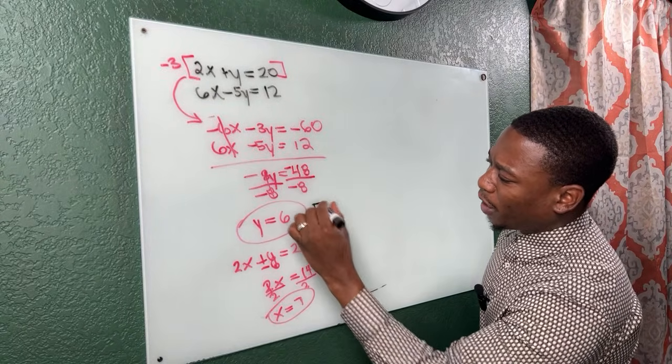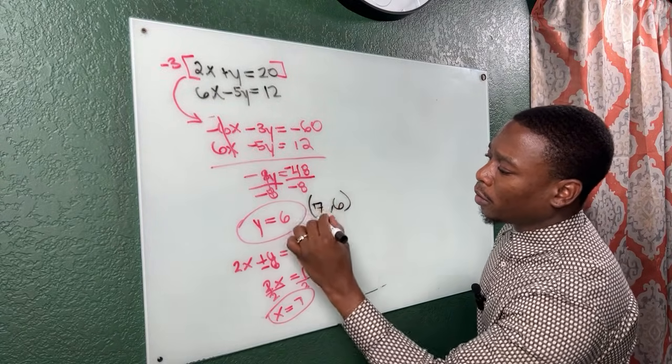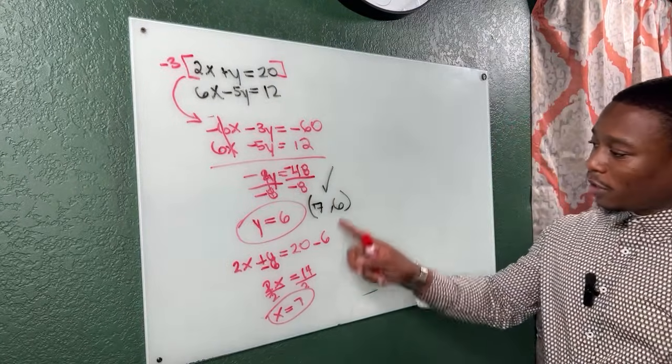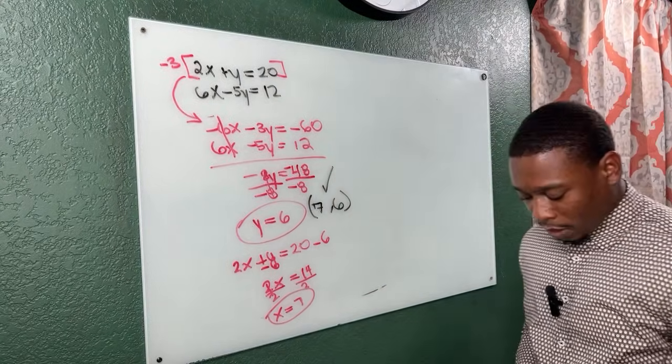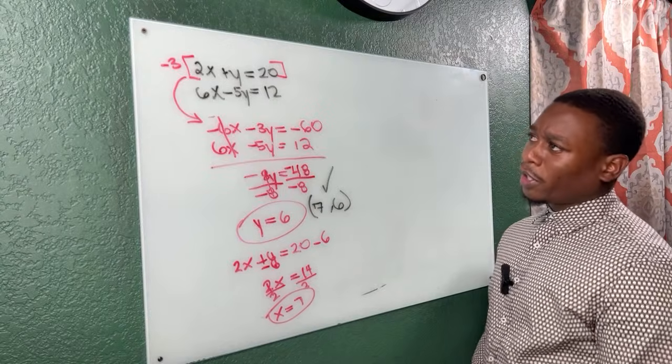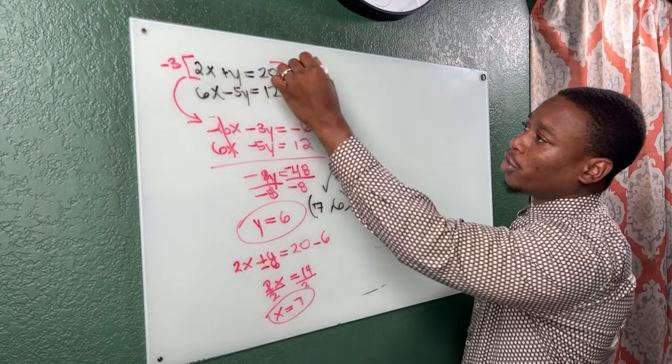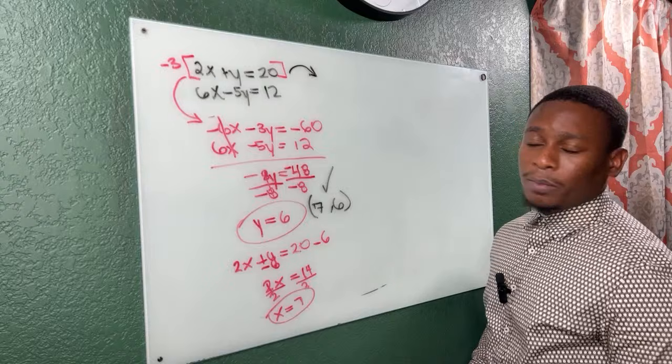7. Why did I put 5? I'm sorry, 7, 6, family. Yeah, x for 7, y for 6. Okay. Now, real quick, before we go on to the next thing, let's say we use substitution, because not everyone is really good with elimination.